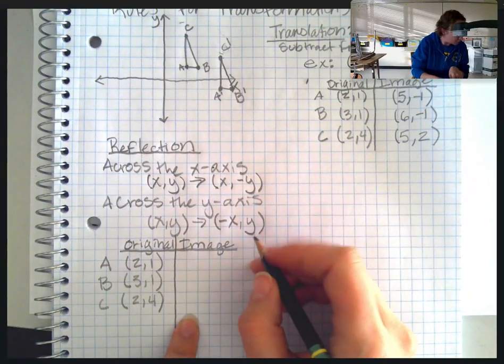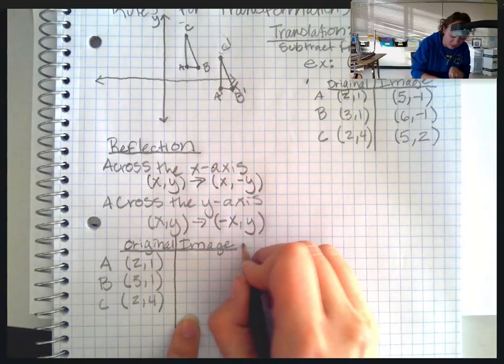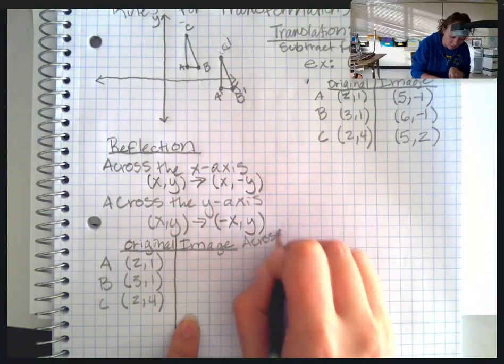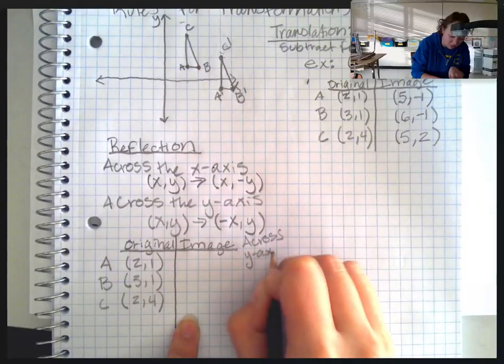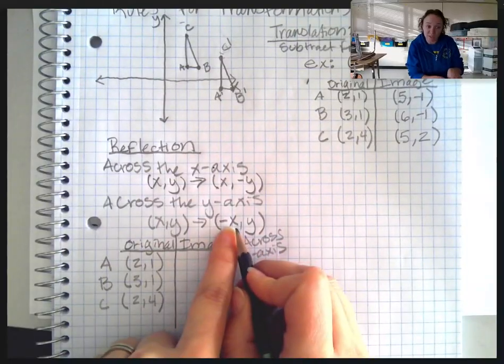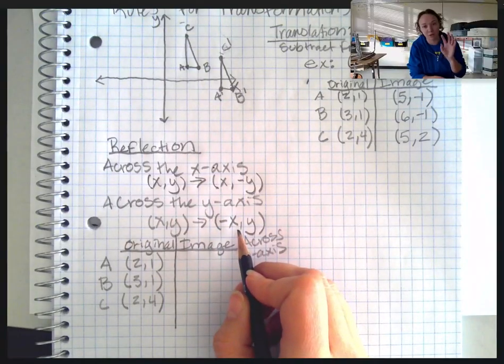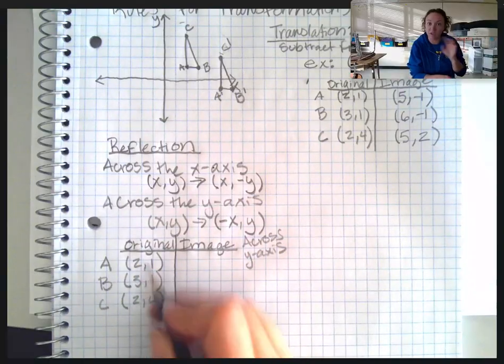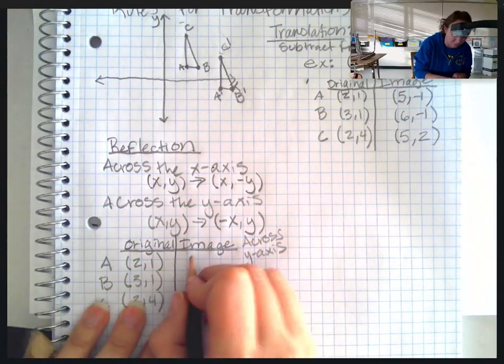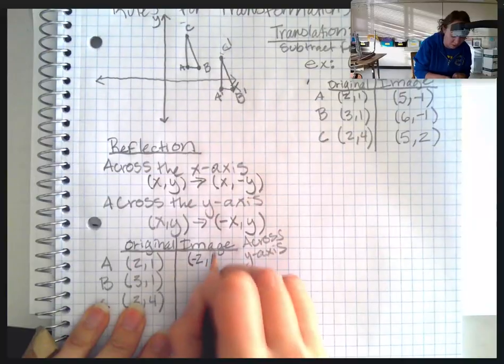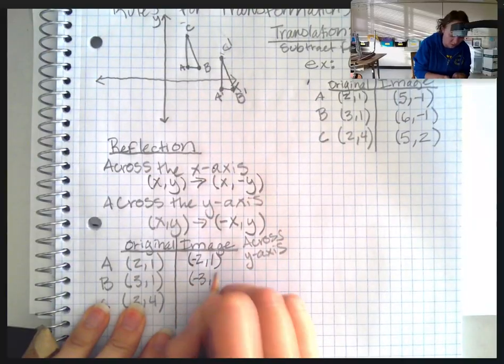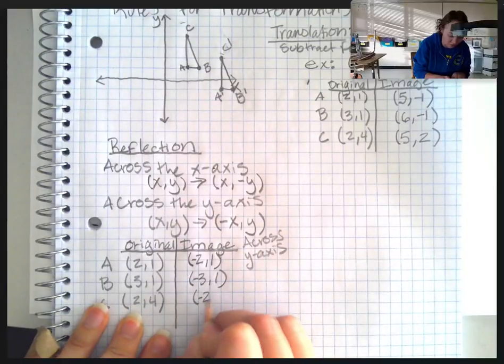And let's go ahead and do this across the y-axis. So that means that my x-coordinates are going to become their opposite. If they were negative, they would become positive. In this case, they're all positive, so they're going to flip to being the negative. So -2, 1, -3, 1, and -2, 4.